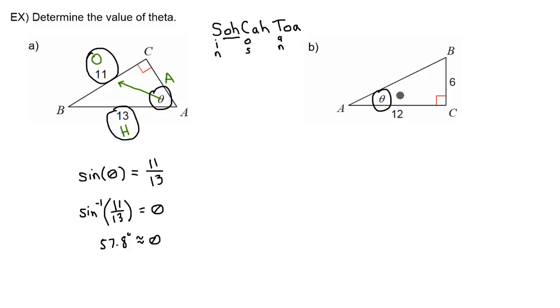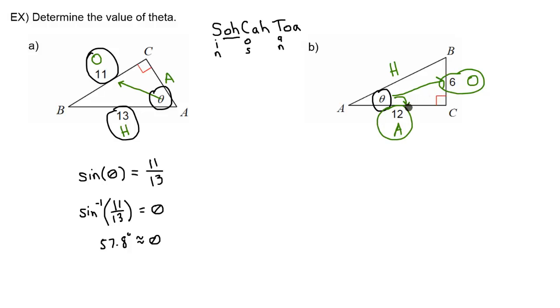Now in part B, we're going to do the same thing. We're going to identify all the sides. So across from theta is 6, that's going to be the opposite side. The longest side here is going to be the hypotenuse, which is H, and then the remaining side curves over here, that's the adjacent side, which is labeled as 12. So as you can see, 6 is the opposite side and 12 is the adjacent side.